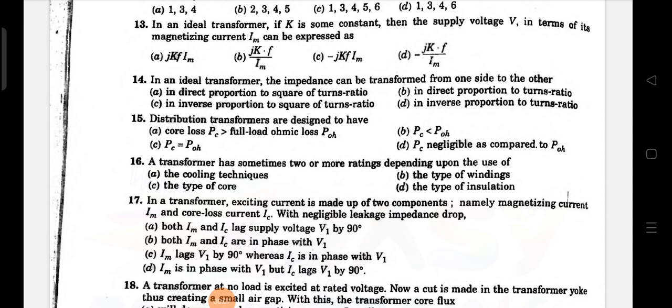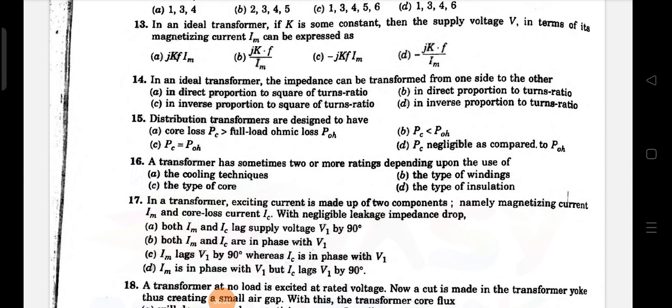Okay, first question. In an ideal transformer, the impedance can be transferred from one side to another side. Remember, in the case of only an ideal transformer, the impedance is directly proportional to the square of its turns ratio. Turns ratio is nothing but (n1 by n2) whole square.